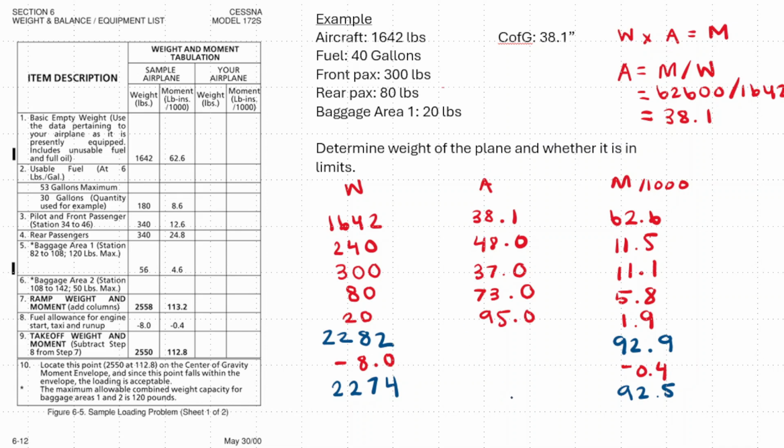So how we find the arm is we divide the moment by the weight, right? So this would be 92,500, the 92.5, and you would divide that by 2,274. And when you do that, you're going to get 40.1. So that's our arm. So we have the weight of the plane. We've solved the first part of this question. We know that for this weight and balance, the weight of our plane is 2,274 pounds.